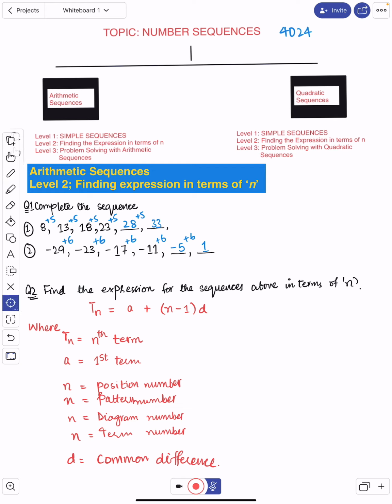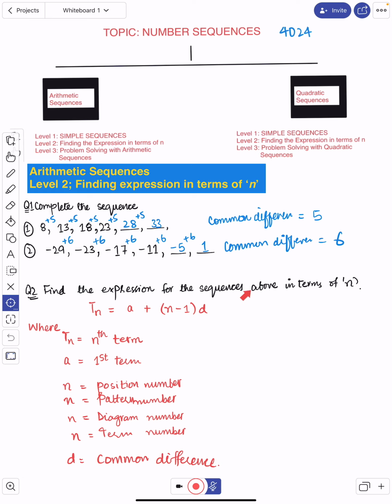After knowing this pattern, what this pattern is called is actually common difference. So we write here: in sequence number 1, our common difference is 5 between each term, and in sequence number 2 our common difference is plus 6. It could be minus as well. Common difference could be negative or positive both. So accordingly you will be working.